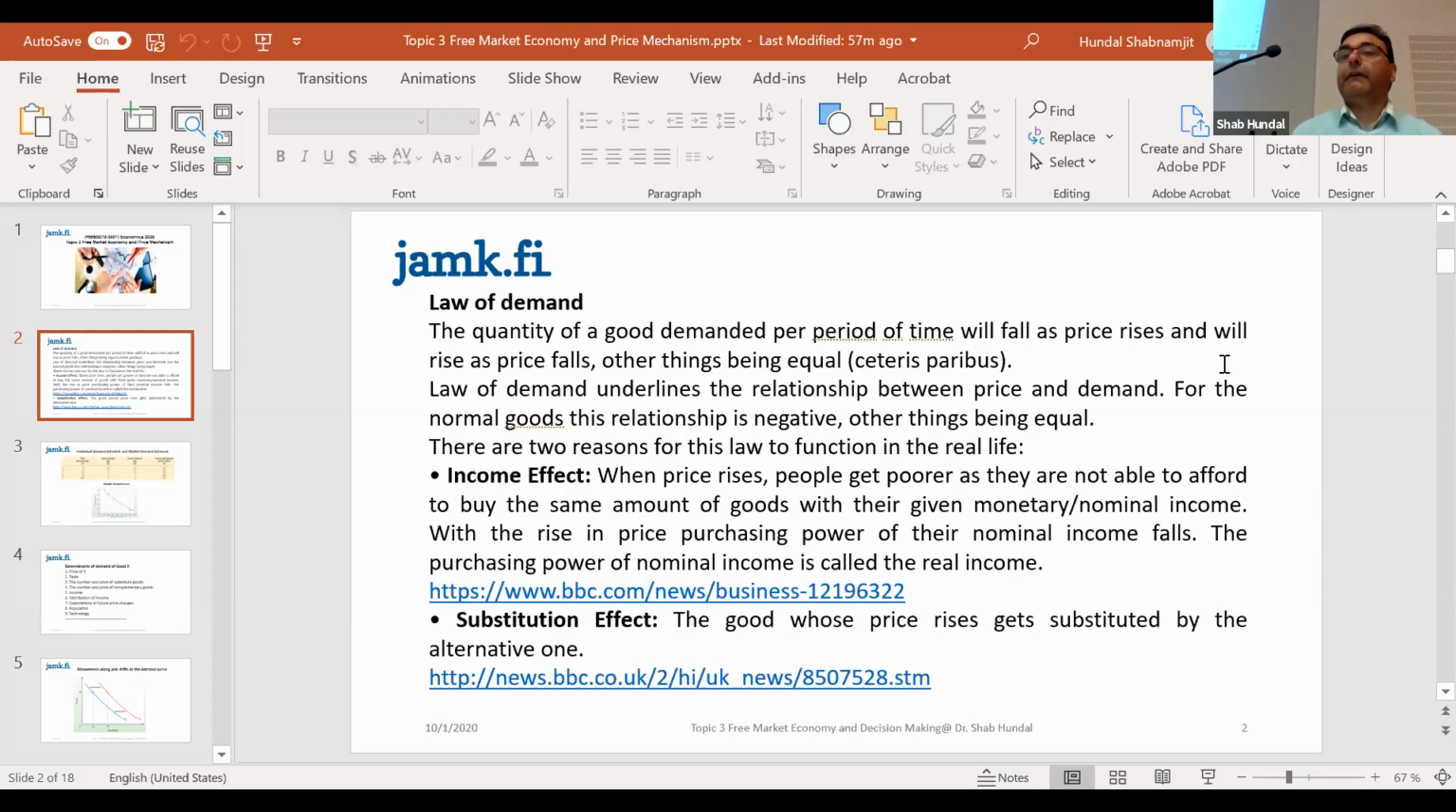Hence, there is an inverse relationship between price and demand. Do you agree or not?